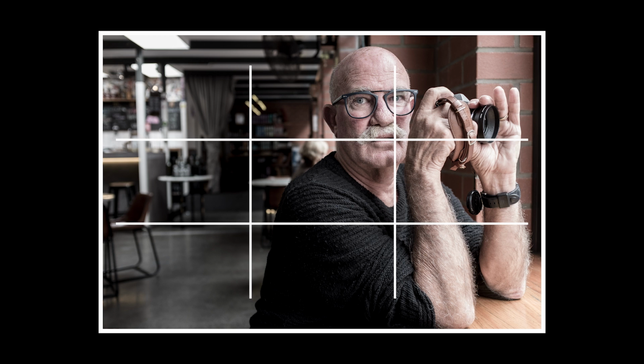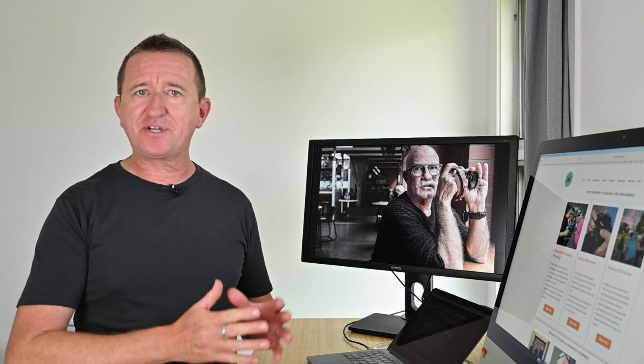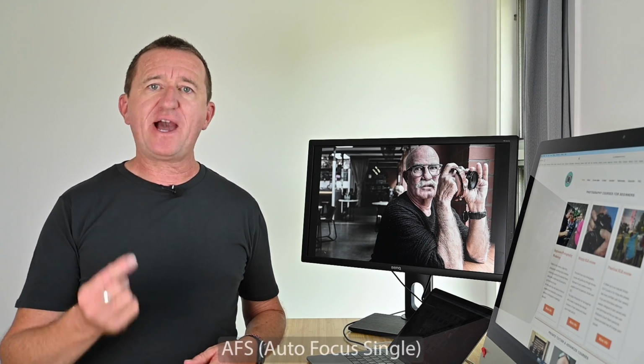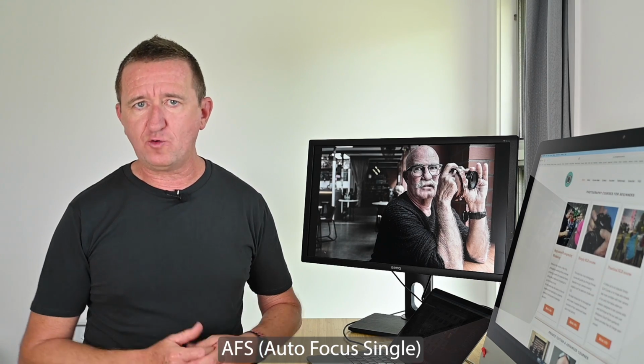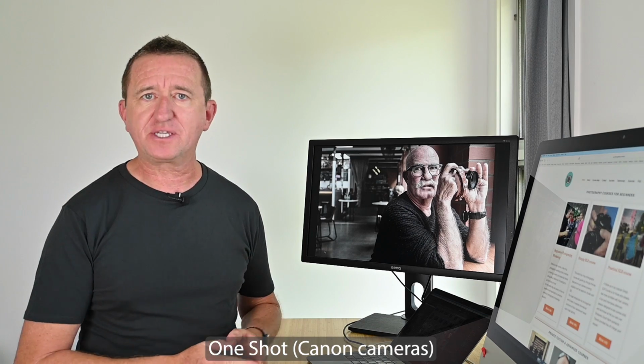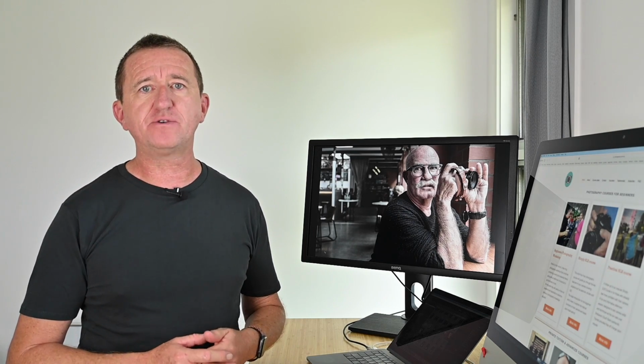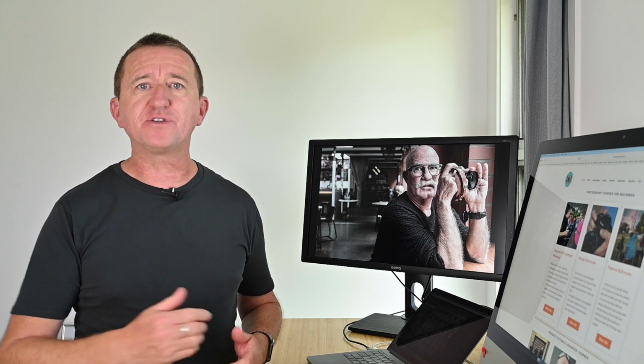This composition follows the rule of thirds, with my subject off center and to the right of the frame. Now this creates what is often referred to as negative space to the left of the subject. So with my composition done, the next thing I want to do is make sure my subject is in focus. So the focus mode that I had my camera set to was the AFS, or autofocus single mode. Now if you've got a Canon camera, this is called one shot. It's exactly the same, just a different name. And this is the ideal focus mode for shooting subjects that aren't going to move.